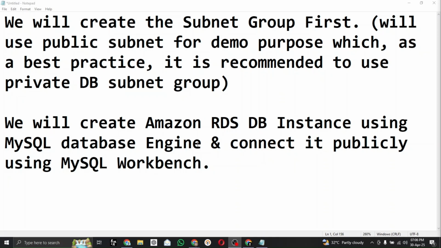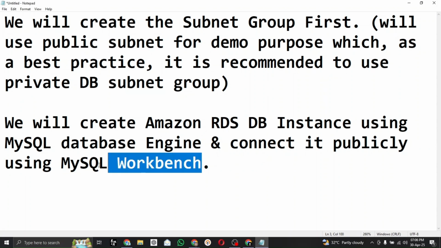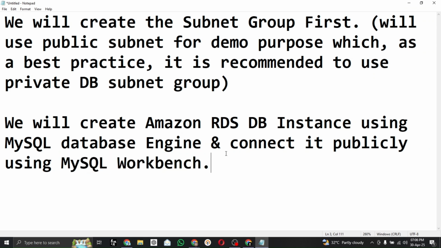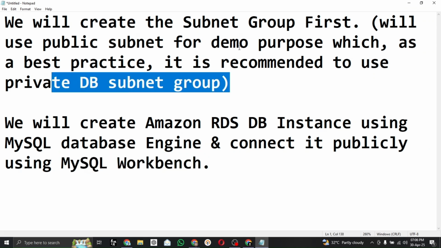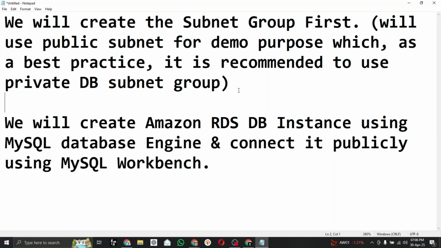In this video, I'm going to show you how you can create an Amazon RDS DB instance, and I will be using the MySQL database engine, and I will connect to this instance publicly using the MySQL Workbench client application. But before that, we need to create a subnet group first. For demo purposes, I will use a public subnet, and as a best practice, it is recommended to use a private DB subnet group.